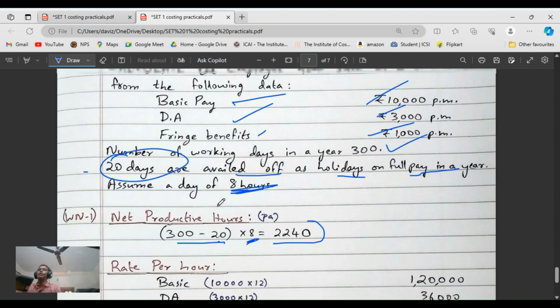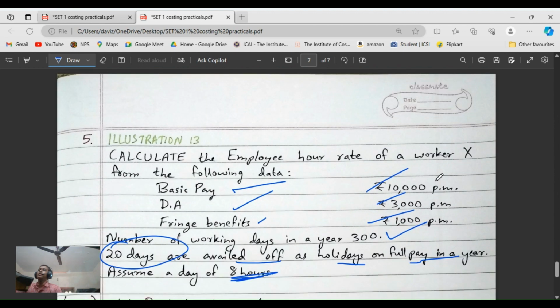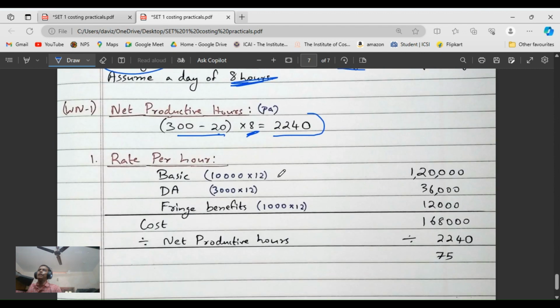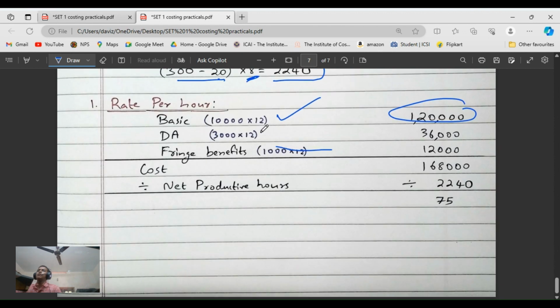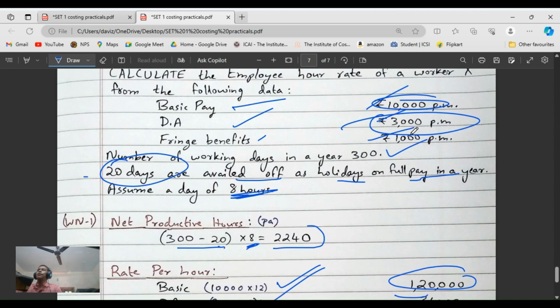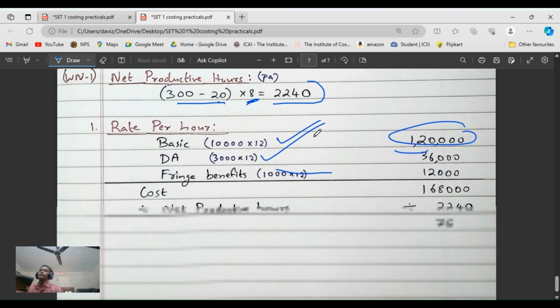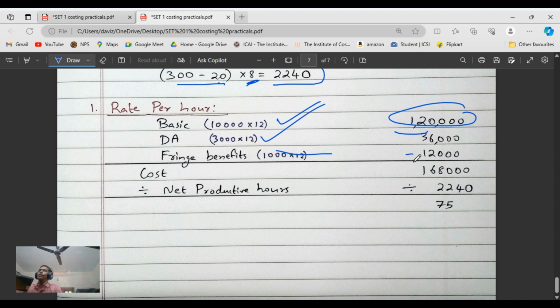Basic pay is 10,000 per month. So 10,000 into 12 months, 1,20,000. Dearness allowance 3,000 per month, so in 12 months it is 36,000. Fringe benefits 1,000 per month, the other benefits, so 1,000 into 12 is 12,000. So the total cost is 1,68,000.